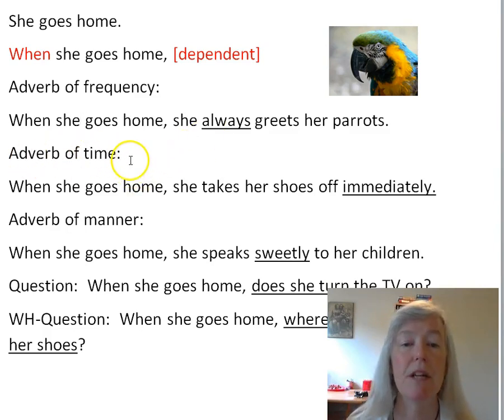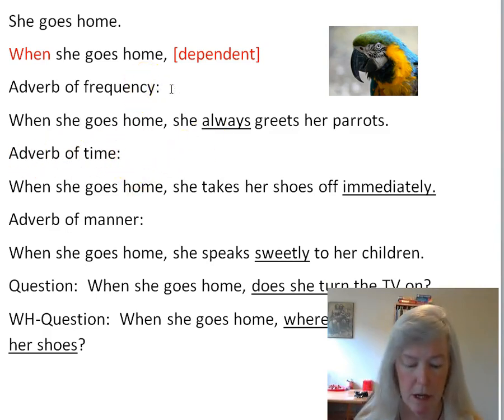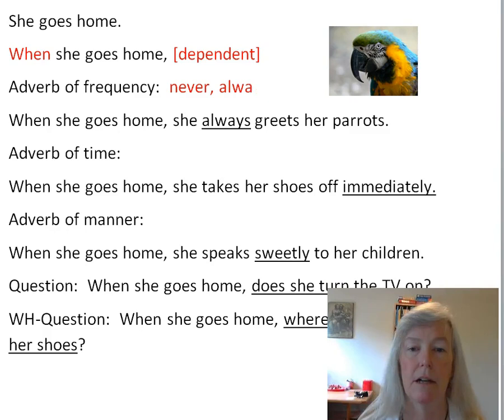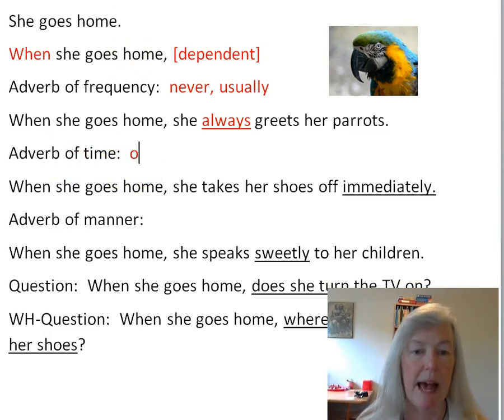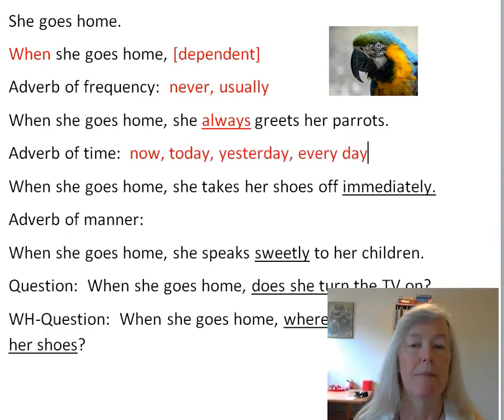An adverb of time, not frequency. The frequency words are things like never, always, usually, sometimes. And those words go here between the subject and the verb. There are other adverbs of time like now, today, yesterday, every day. And those go at the end of the sentence. They can go at the beginning, but usually they go at the end.